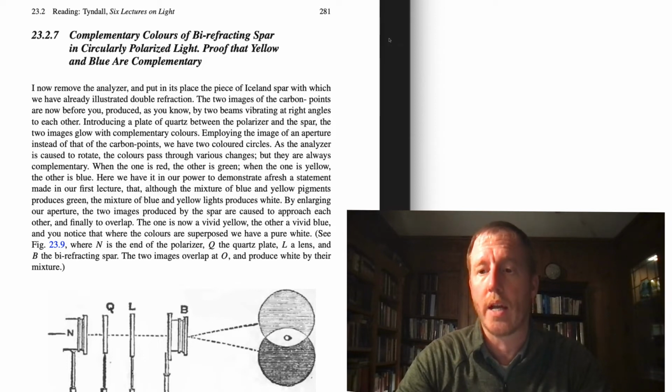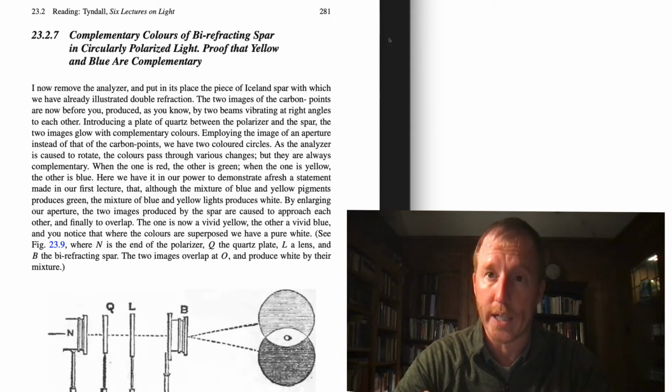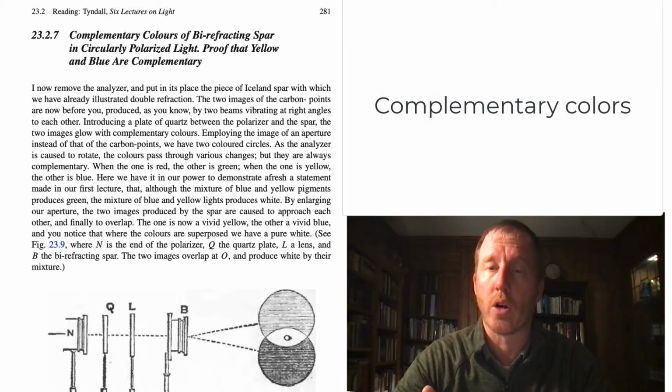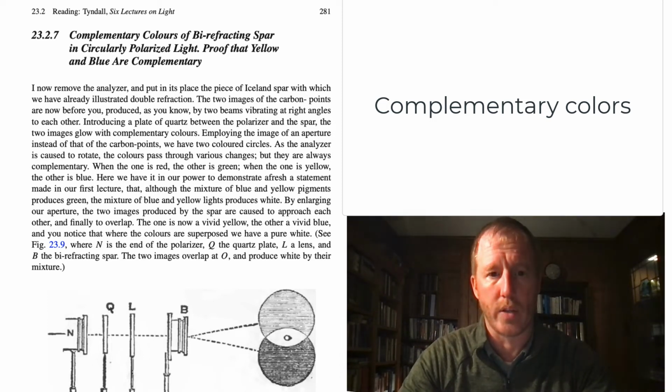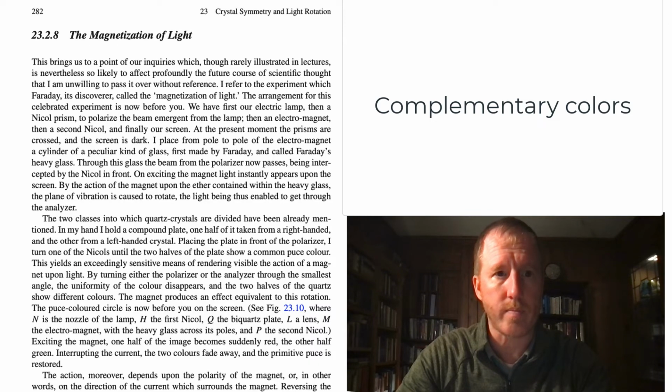But let me just say that if you were to take blue and yellow pigments like paint and mix them together, you get green. But if you take blue and yellow light and you overlap them, you get white. And that's because blue and yellow are complementary colors. So maybe I could do another lecture at some point on color theory, but that's an important point that he brings out in this section.